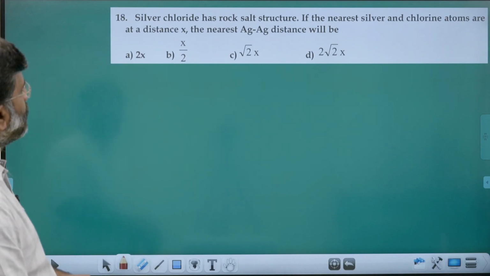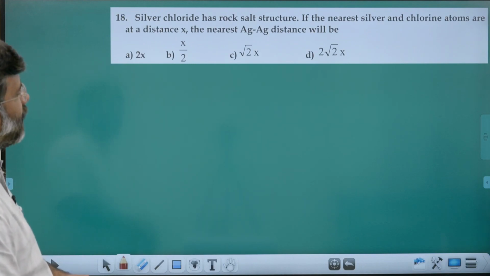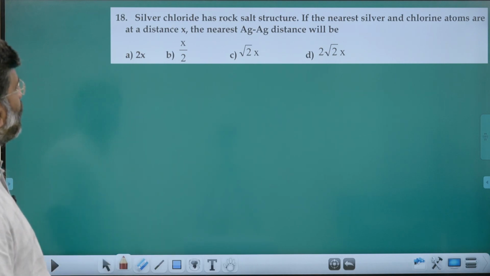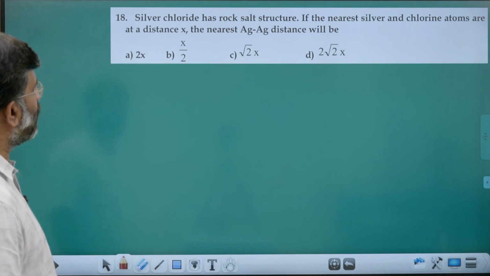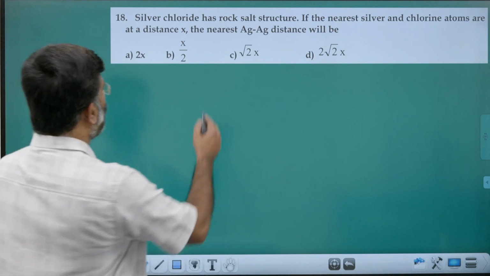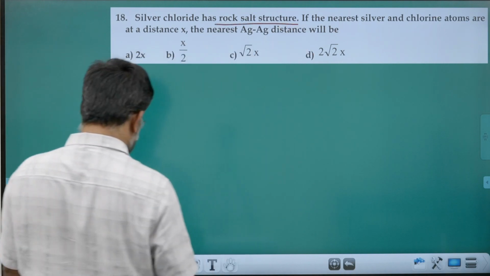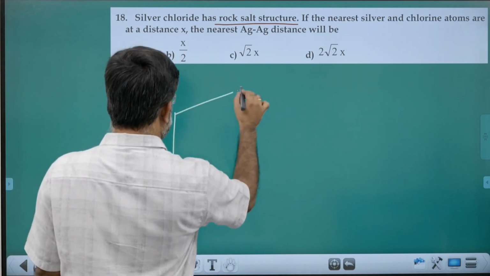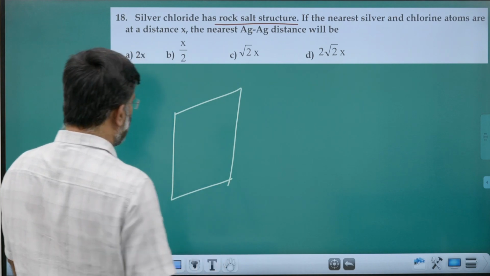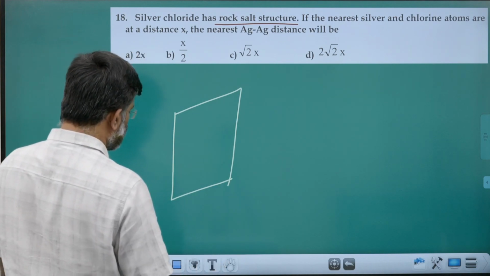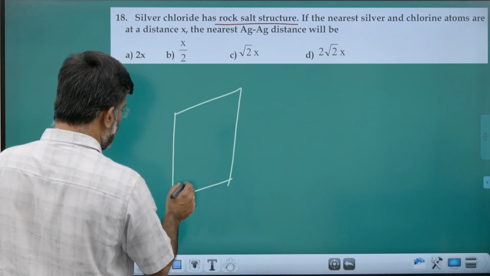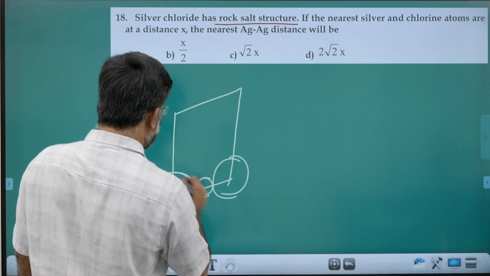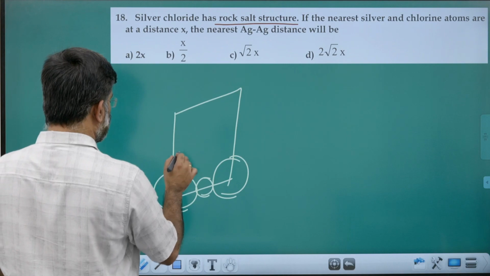Silver chloride has rock salt structure. If the nearest silver and chlorine atoms are at a distance x, the nearest Ag distance will be? See, rock salt structure, you know how it comes. I'm just showing the rock salt structure arrangement along a face, where you can find the particles are available like this.